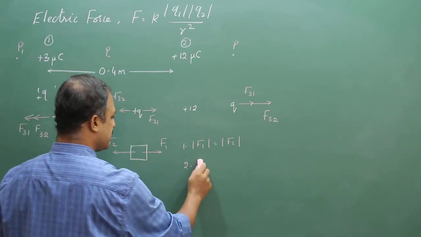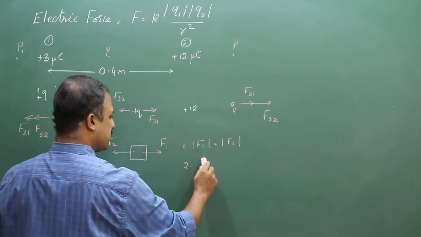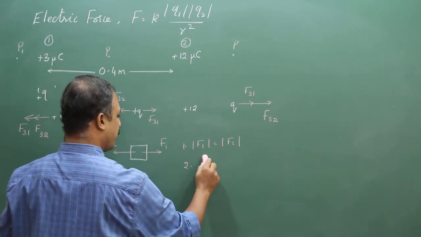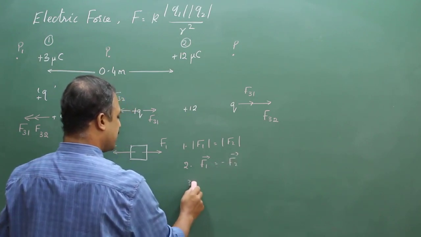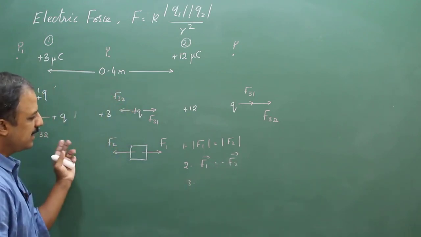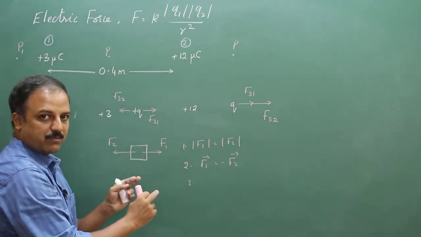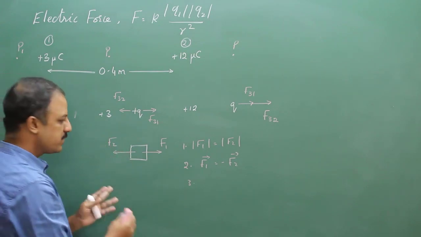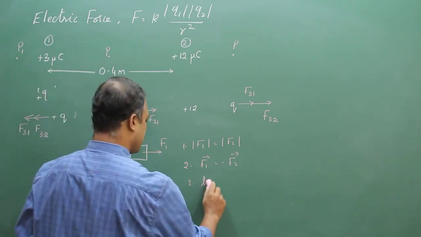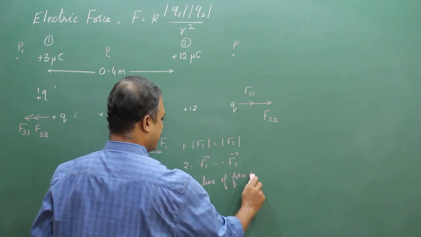The second condition is, F1 and F2 are opposite, so in vector symbol you will say F1 vector is equal to minus F2 vector. The third condition, you will say that the line of force of F1 and F2 has to be the same, so only then it will remain in translatory equilibrium. So the line of force must be the same.